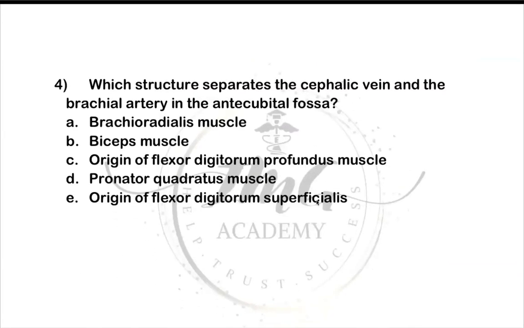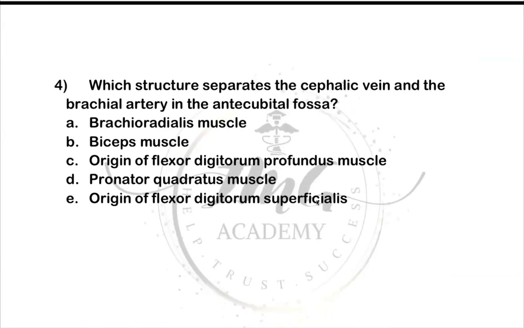Okay, good. Next, which one? Who wants to read this question, please? Dr. Reed, you want to go? If you want, you can, no problem. Which structure separates the cephalic vein and the brachial artery in the antecubital fossa? So again, we have to learn first of all the keywords. The question is, we have to search for a structure which is separating the cephalic vein and the brachial artery, especially in the antecubital fossa.